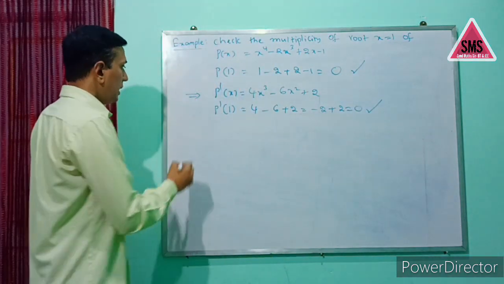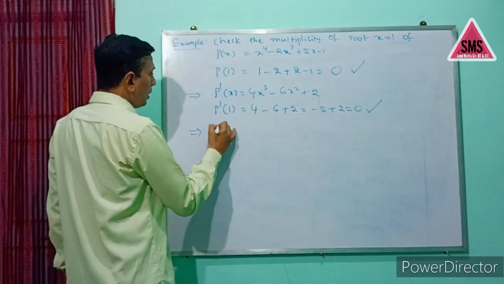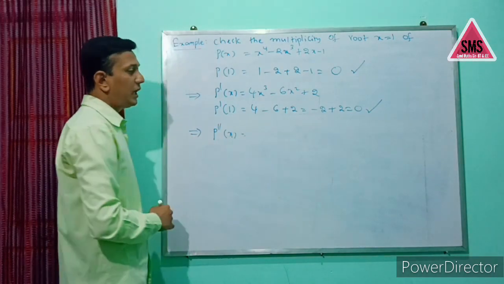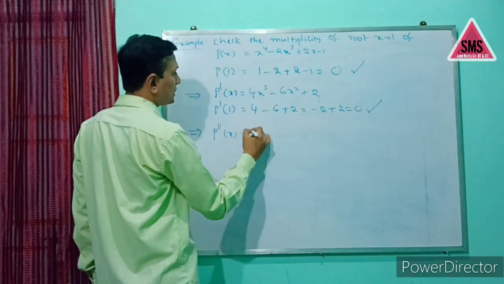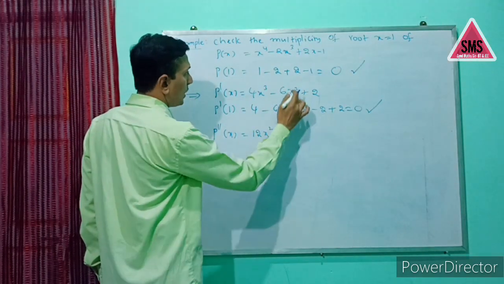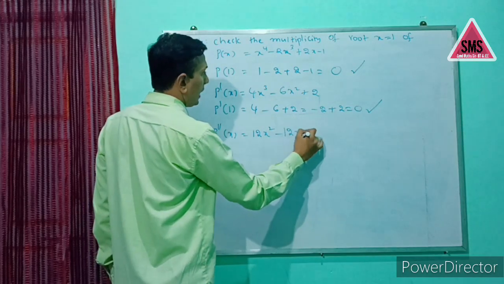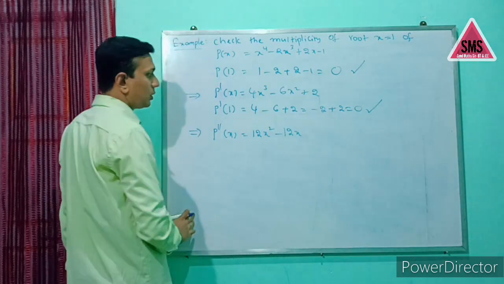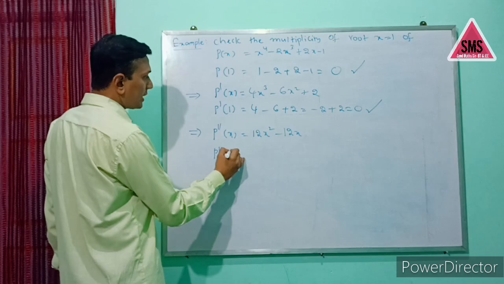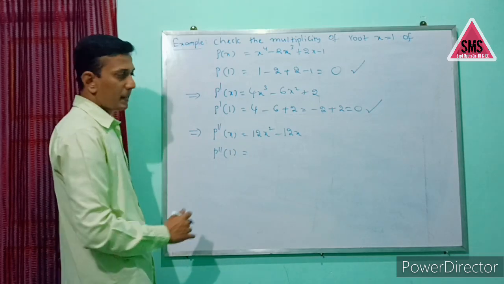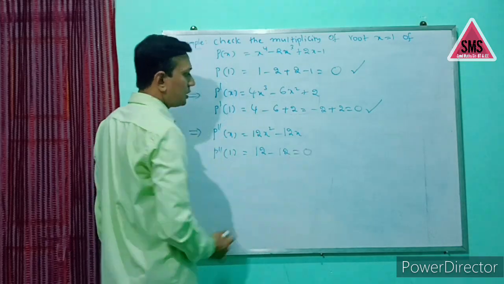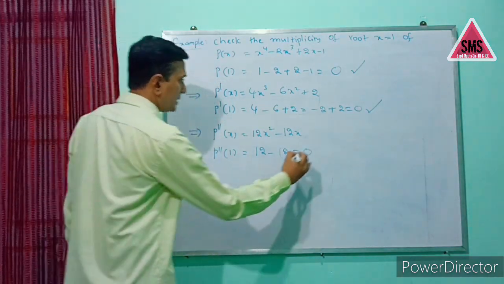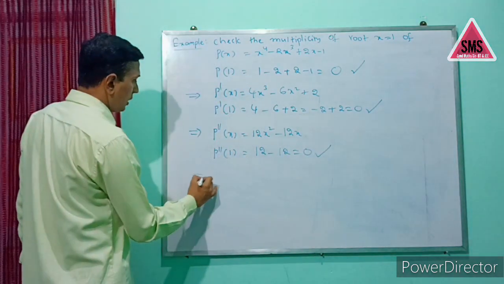So far, next, the double derivative, p double dash x. Again differentiate this one. 3 fours are 12 x square, 2 sixes are 12 x, and the constant is going to be 0. Again, substitute x equal to 1. 12 minus 12. How much? 0. So it is also satisfied.